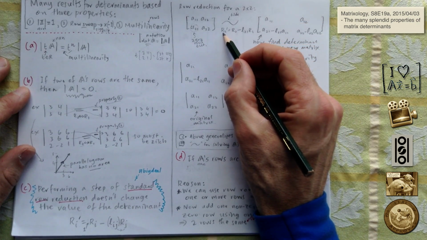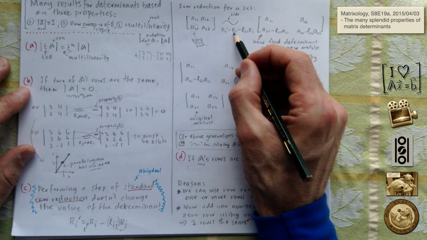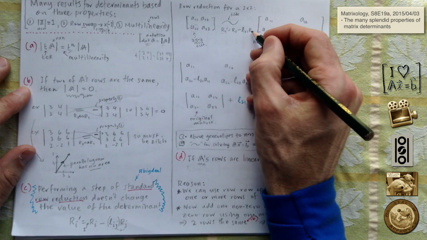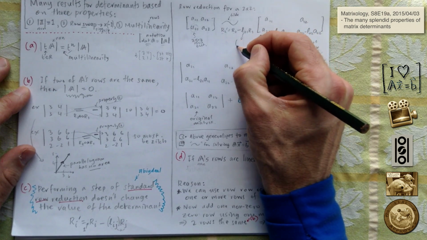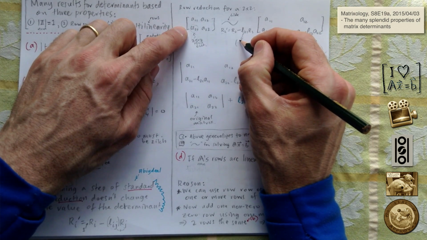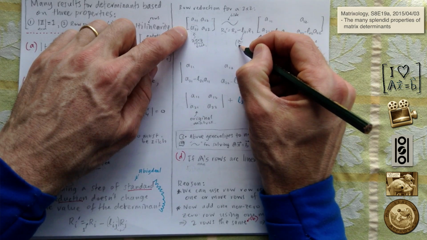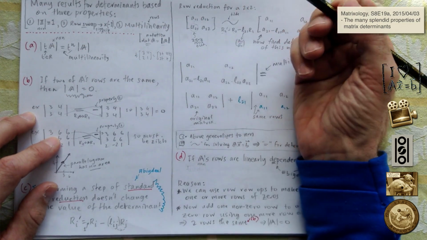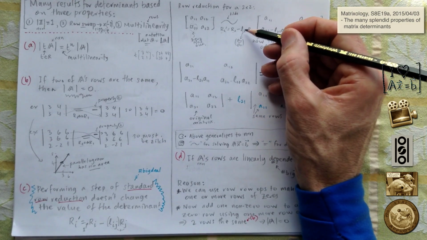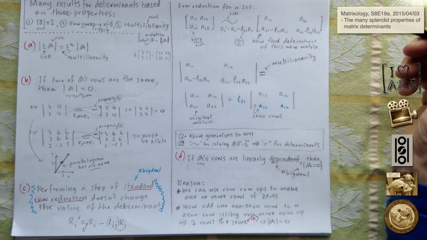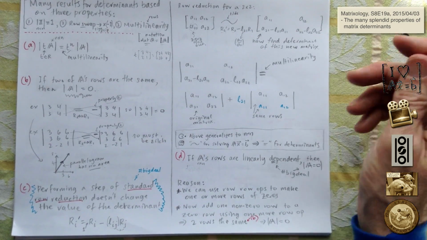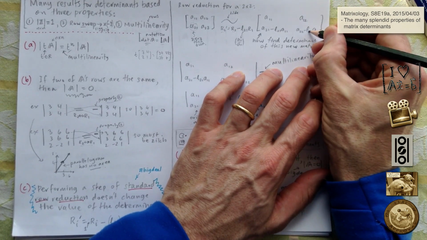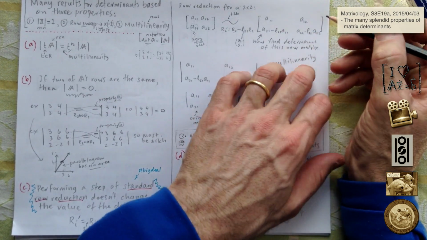Here's the lineup. Row 2 prime, the second row, is equal to the old row 2 minus L21 times row 1. And as we know, this is A21 divided by A11. This is a pivot up here, and that will be our multiplier. We'll just leave it as L21.